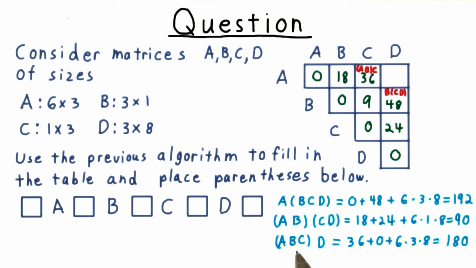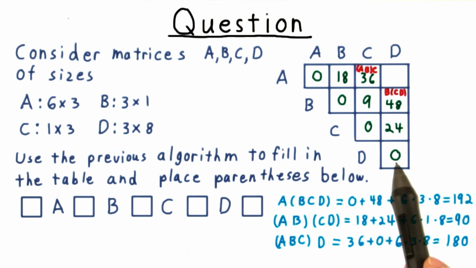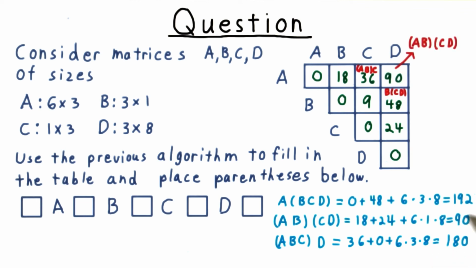Lastly, we have this partition, the quantity ABC times D. ABC costs 36, D by itself costs 0, and the product costs 6 times 3 times 8, for a total of 180. The middle one here is clearly the best, so we record that fact, and that gives us the partition, which we can write in these squares like so.